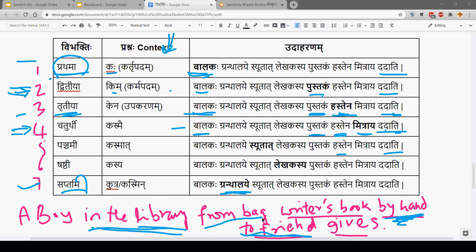So we want to add the from-bag part to this sentence. Now for the bag we know the word is Syuta. And because we want to say from the bag, for this kind of formation of the word, we apply the fifth case ending. Balakaha Granthalaye Syutat. So Syuta is the base word, and when we apply the fifth case ending to it, it becomes Syutat. That's it. So we add one more word now. Balakaha Syutat Pustakam Hastena Mitraya Dadati. So now this is the sentence.